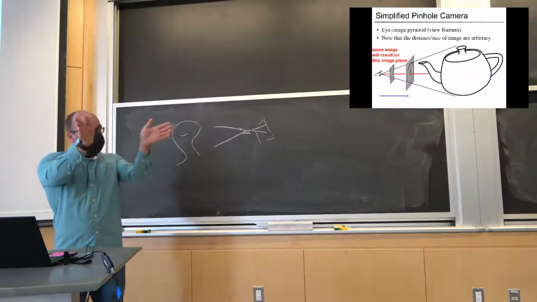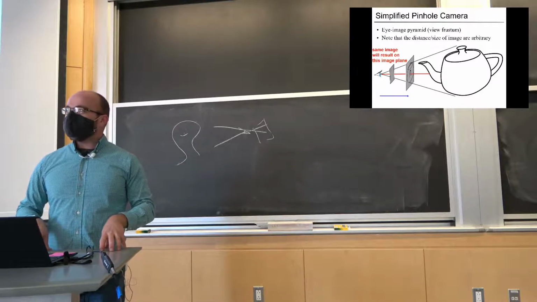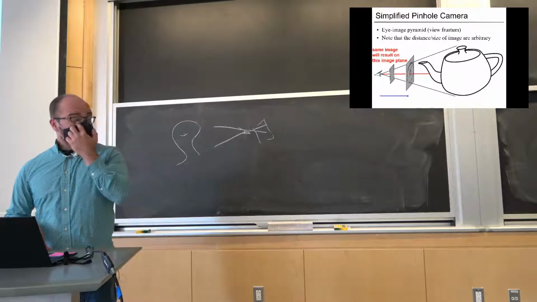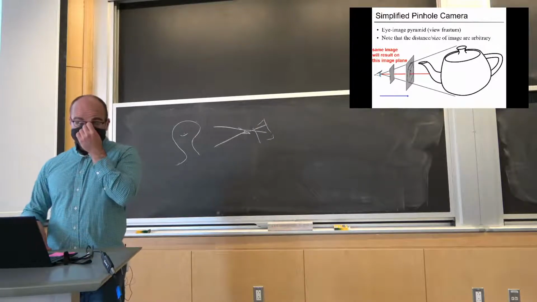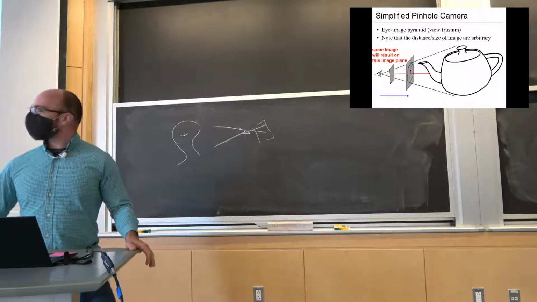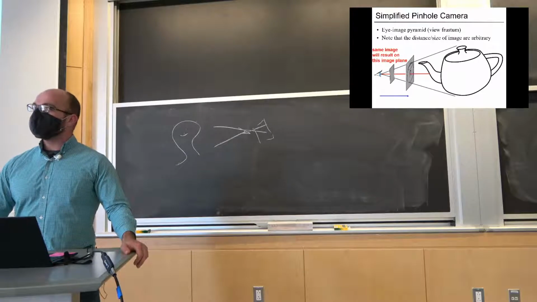So this whole thing cuts out a pyramid shape. Anybody know the name of this pyramid? I'll give you a hint, it's on the slide. Yes, this is called the frustum. And if you've ever played with graphics tools, the term frustum comes up a lot. Because that's essentially a volume in space of things that would potentially be visible on your screen.